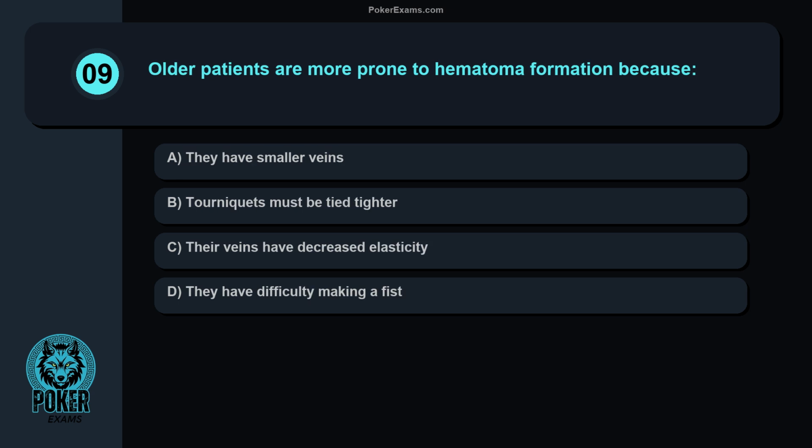Question 9. Older patients are more prone to hematoma formation because they have smaller veins. Tourniquets must be tied tighter. Their veins have decreased elasticity. They have difficulty making a fist.